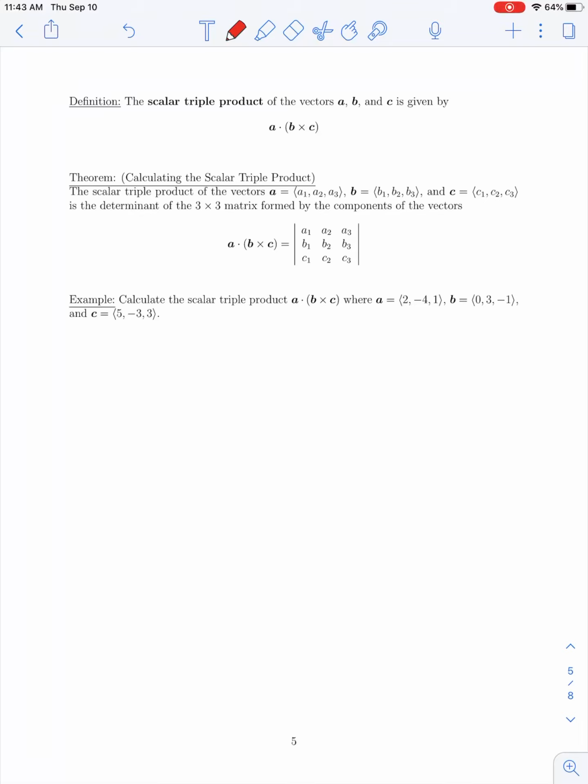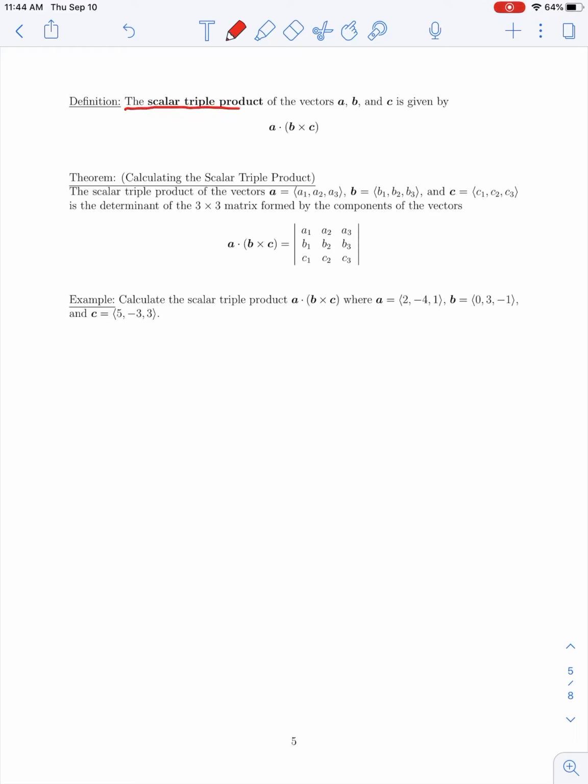Okay, in this lecture, we're going to cover the second part of our section 2.4 material on the cross product. So in this first part of the lecture, we're going to introduce something called the scalar triple product and look at some applications. So let's start with the definition.